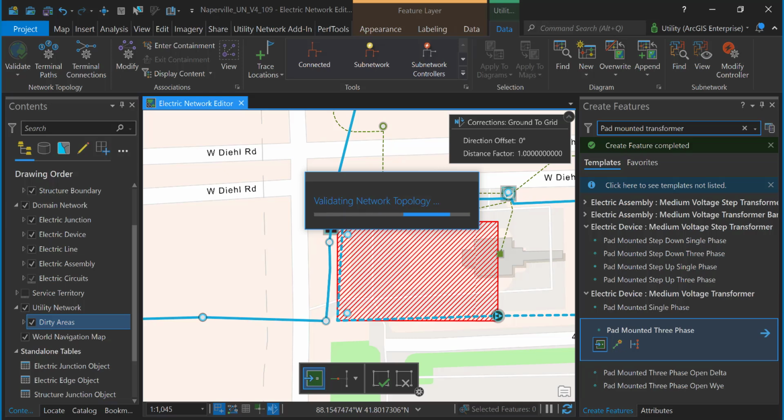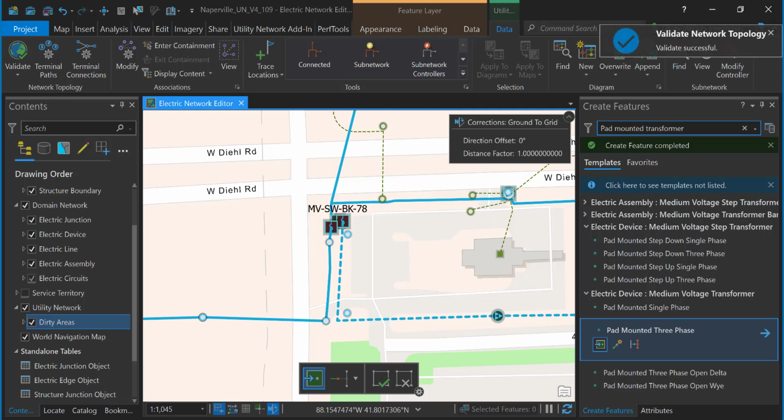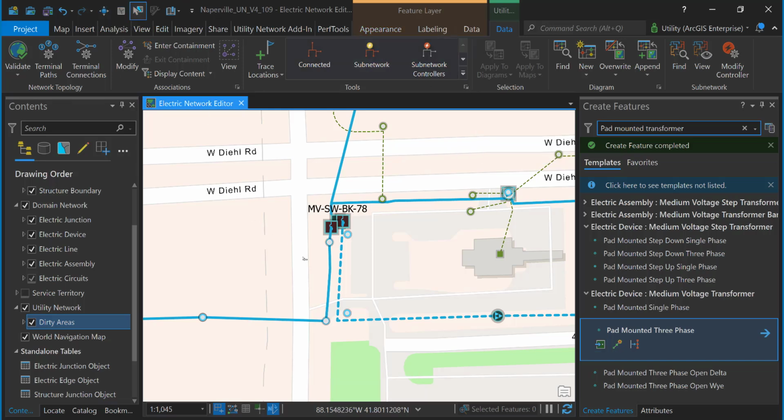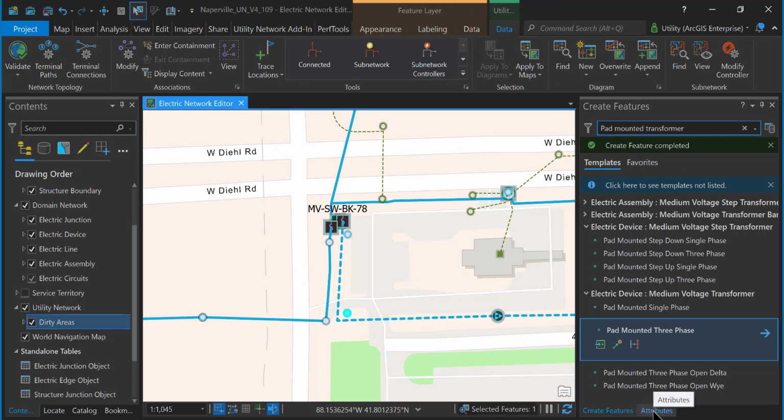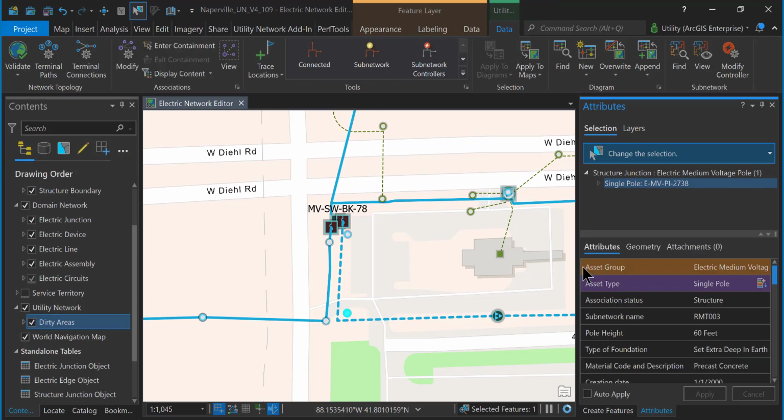So once we've validated our network topology and we can see that everything is good, I want to take a look at how attribute rules can be configured by looking at contingent values, right? So first things first, let's go and select a medium voltage pole. I'm going to select this medium voltage pole here, and let's take a look at the attributes.